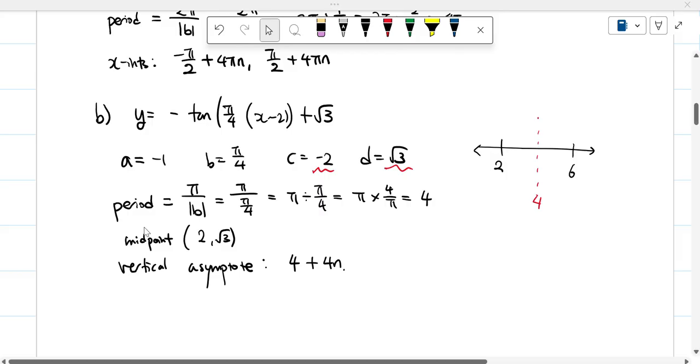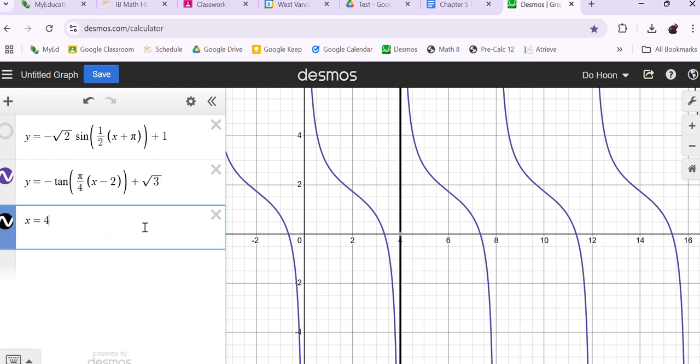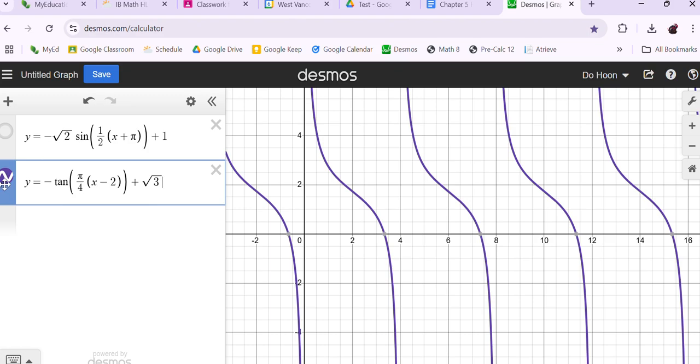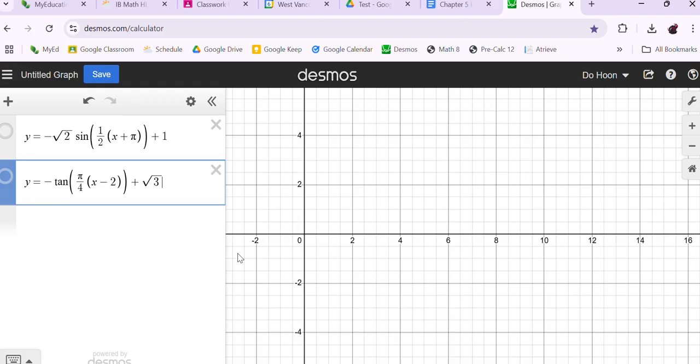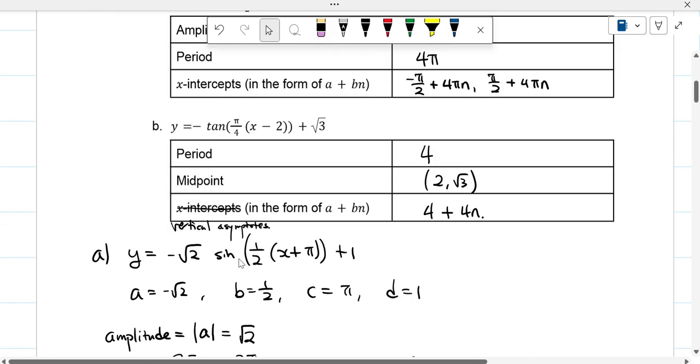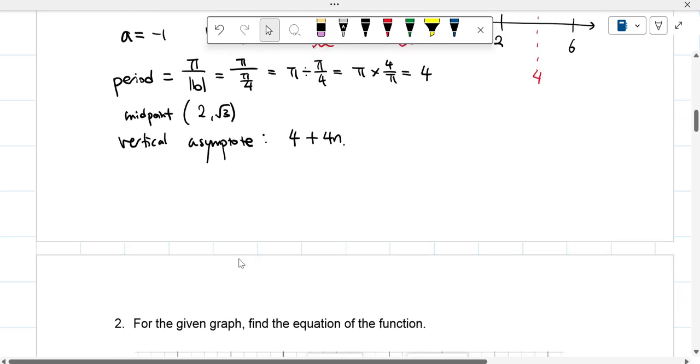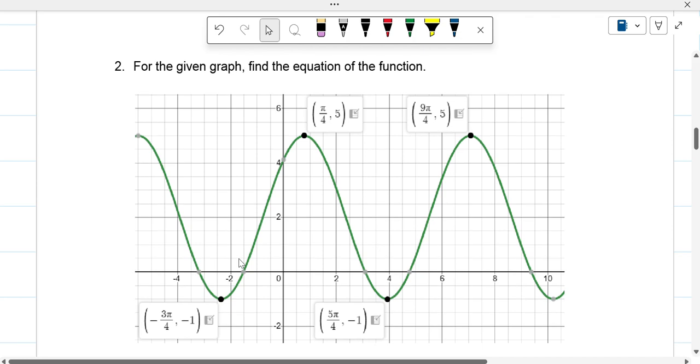Finally, let's find the vertical asymptotes. The first vertical asymptote should be at 4, that's right. And then plus 4n, so plus 4, 8, 12, all seems pretty nice. I'm happy with my result. So that's part B done. Let's move on to question number 2.